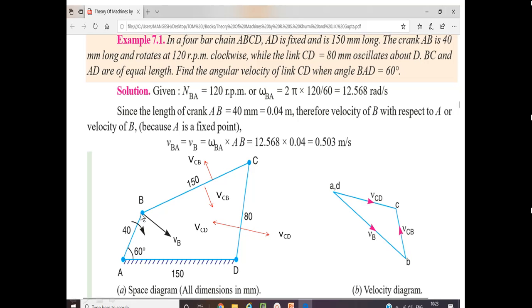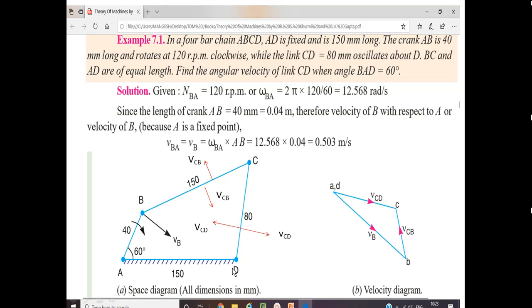Then I will take the distances BC and CD in the compass, and I will mark point C in such a way that the intersection of the arcs drawn from B and D, at distances of 150 mm and 80 mm respectively, gives the C point. Now locate point C, and join AB, BC and CD respectively. In this way we complete the space diagram.